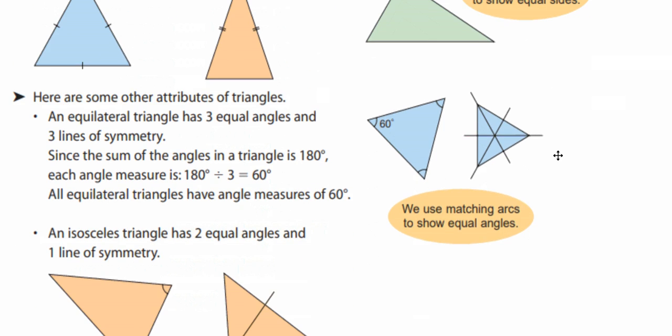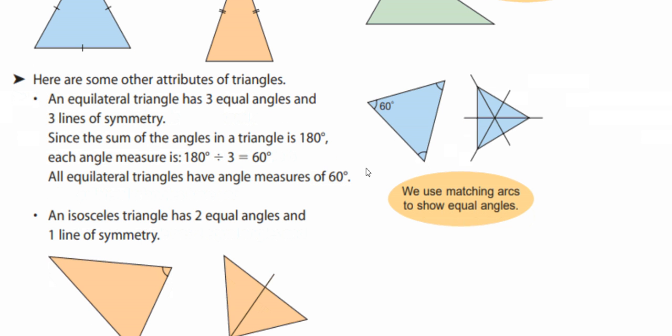Some other attributes of triangles. An equilateral triangle has 3 equal angles and 3 lines of symmetry. All 3 angles in an equilateral triangle will be 60 degrees. And you can see that in this triangle, we have used 1 curve in the corner. Those matching arcs, is the word that we use for them, show that they're the same angle. If I had a different angle, I could have one that has 1 arc and one that has a double arc, kind of like we have a double hatch up there.